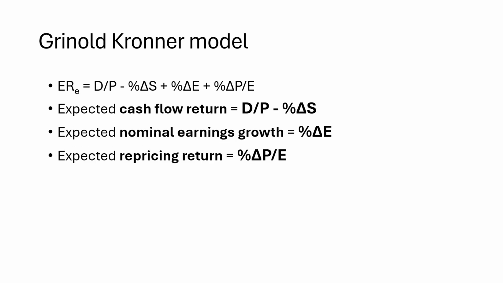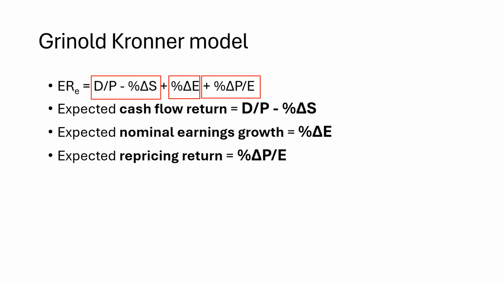In Level 2, we learned the Gordon growth model as a discounted cash flow model to find the equity return. Now, this Grinold-Kroner model is actually a modification of the Gordon growth model, and it has three terms: cash flow return, nominal earnings growth, and repricing return. Now, let's understand all these three terms a little bit better.